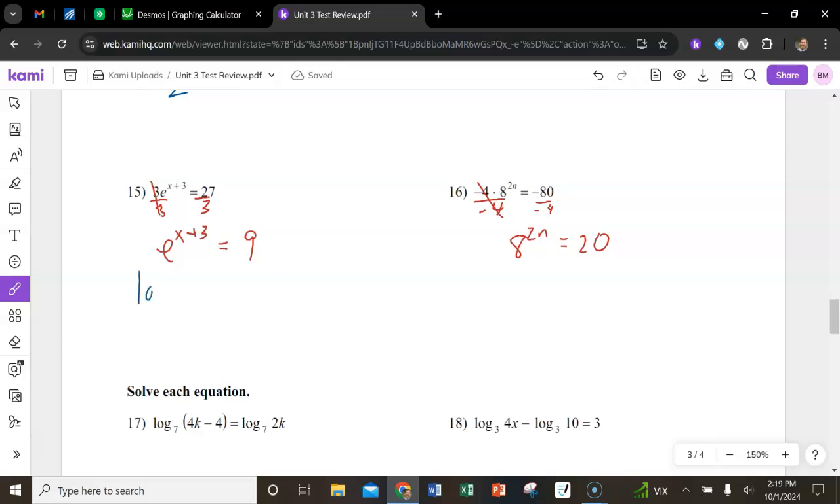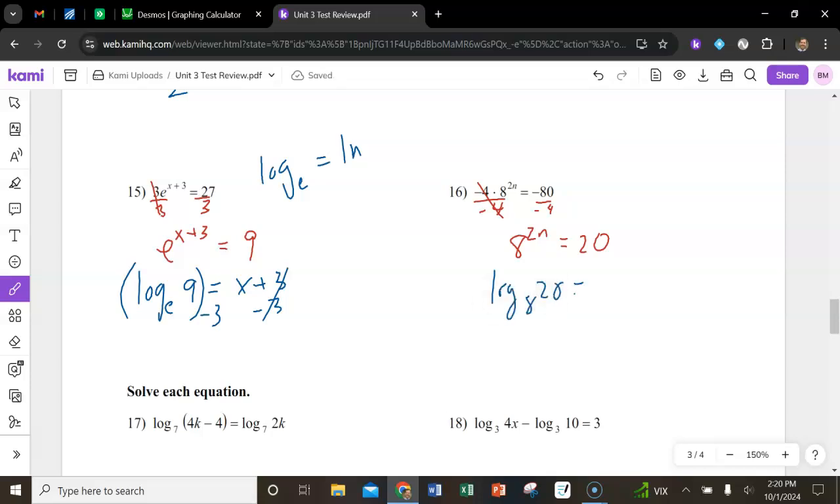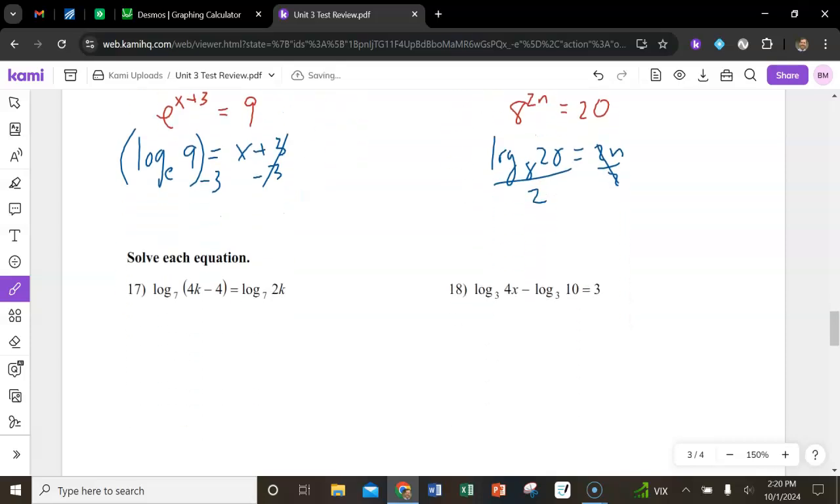On 15, you would do log base e of 9 equals x plus 3. Log base e is the same as natural log, ln. So if you just want to do natural log of 9, you can do that. Desmos will let you plug in log base e if you want to do that. But anyway, if I want to get x by itself, I just subtract 3. So I would do all of that minus 3. There's your answer. On this one, we would do log base 8 of 20 equals 2n, divide by 2. There's your answer. Okay.